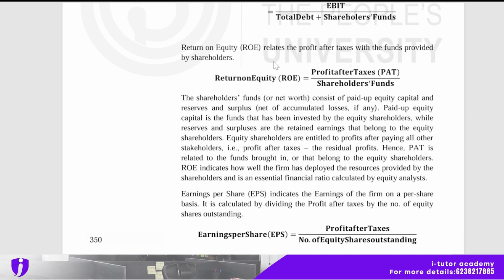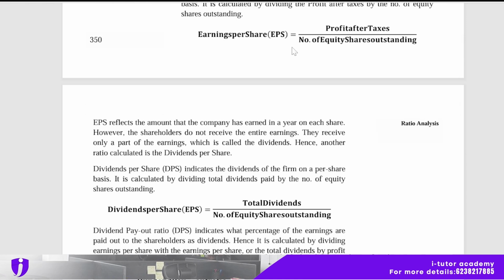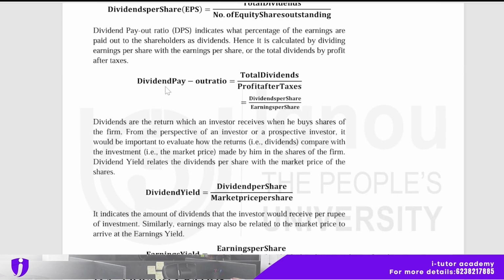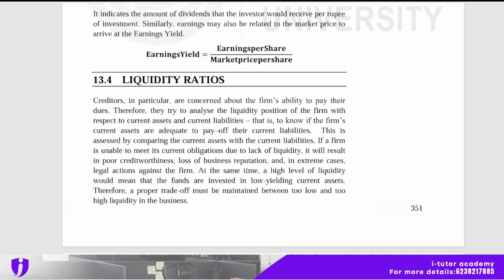The shareholders' fund or net worth consists of paid-up equity capital and reserves and surplus, net of accumulated loss if any. Paid-up equity capital is the funds that have been invested by the equity shareholders, while reserves and surpluses are the retained earnings that belong to the equity shareholders. Okay. And earnings per share, that is EPS, dividend per share, dividend payout, and dividend yield. These are the equations, you just go through them and read your IGNOU study material, MMPC 004, Unit 30. Okay. And liquidity ratio.